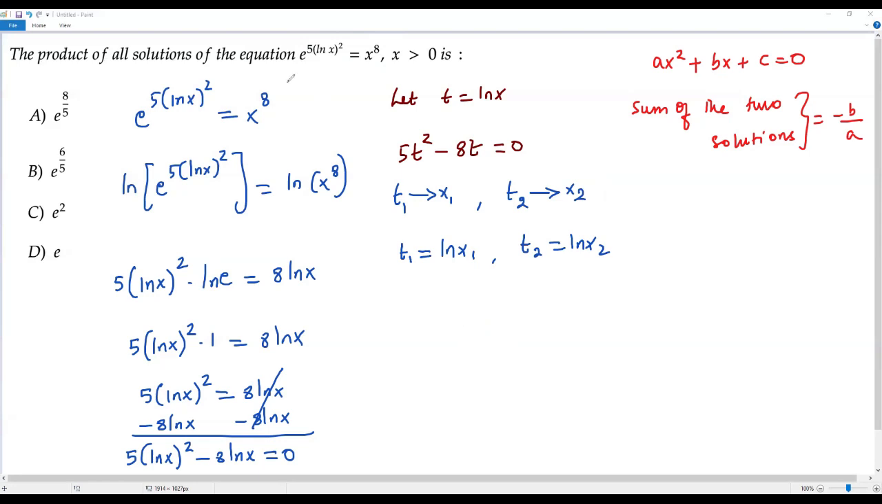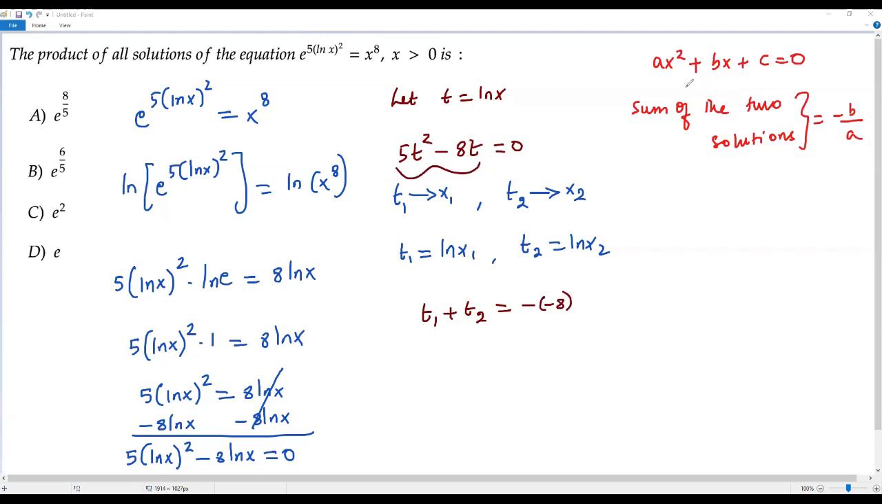Now what I'm going to do is get the sum of the two solutions of this quadratic equation. Already we have assumed t1 and t2 are the two solutions of this quadratic equation. So the sum of the two solutions, t1 plus t2, is equal to negative b over a. So what do we have for b here? Here b is the coefficient of t, which is negative 8.